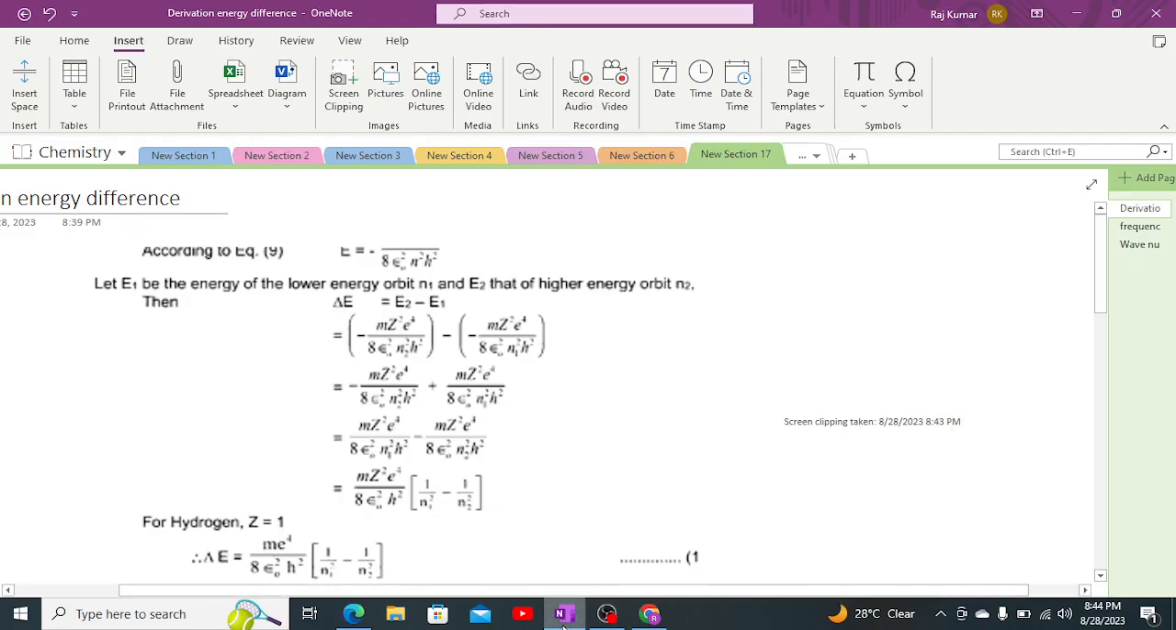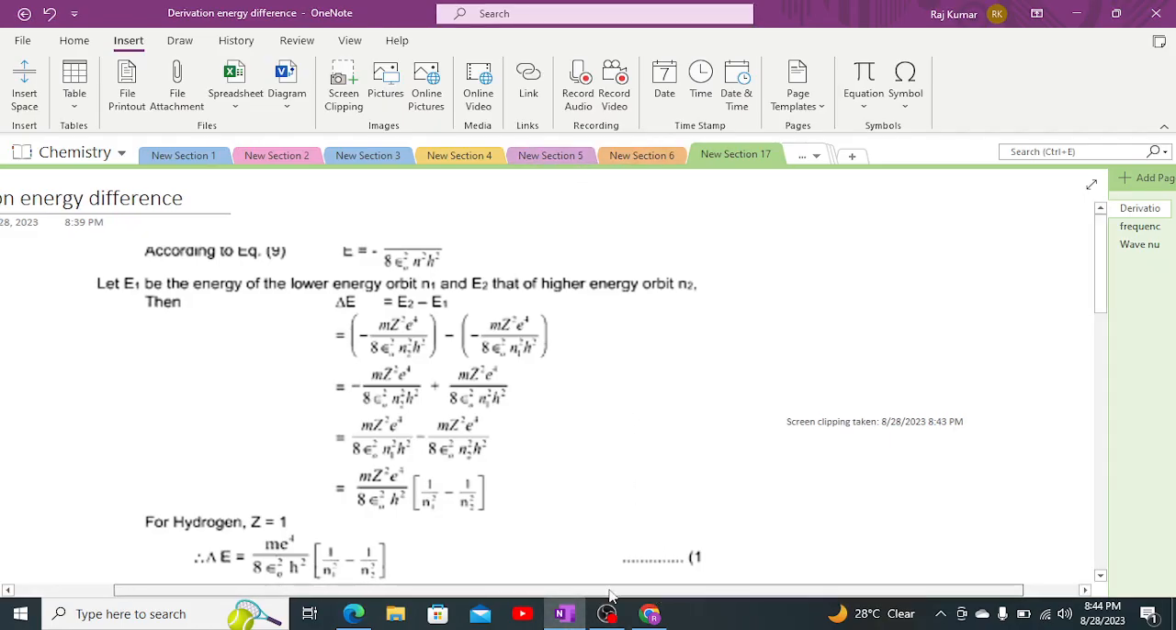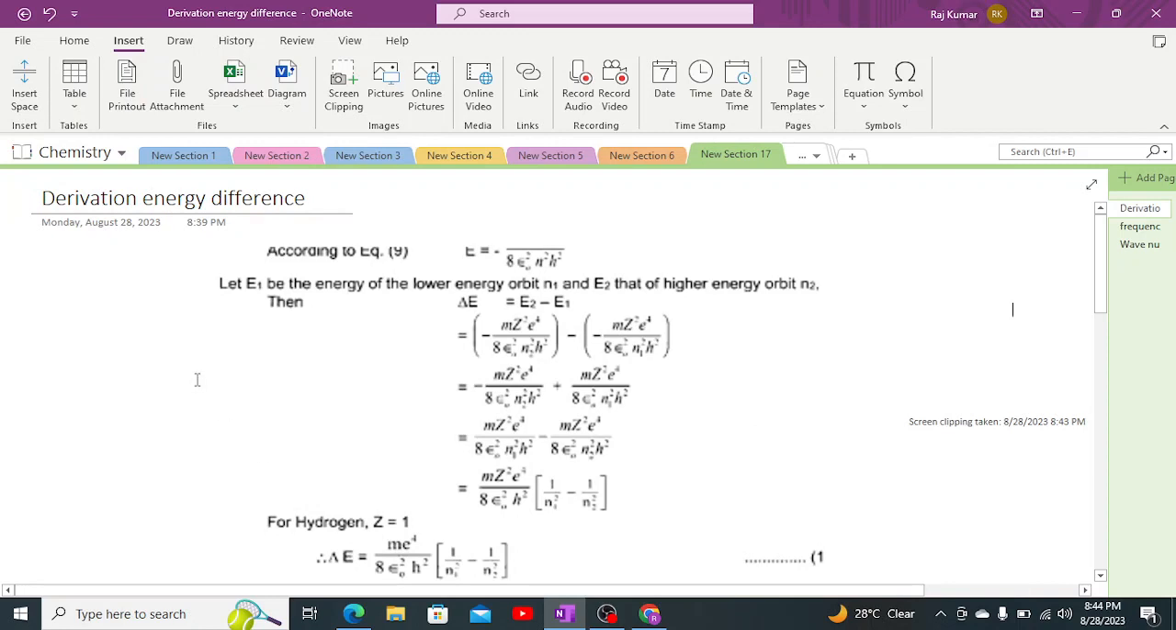Good evening, one and all, and today we are going to discuss the derivation of energy difference in the orbit of an atom. So basically, previously we discussed that the energy inside an orbit is equal to minus Z square e power 4 m upon 8 epsilon naught square n square h square.